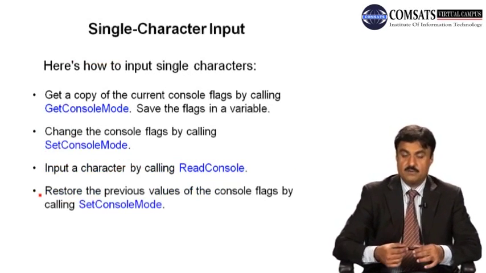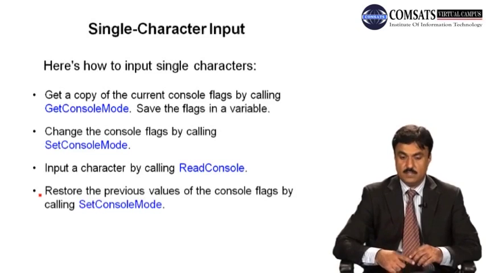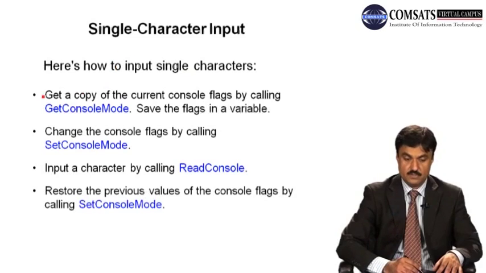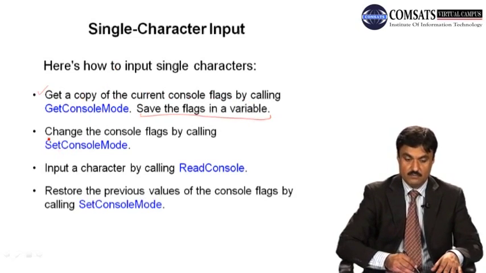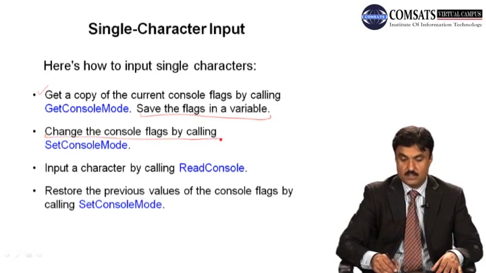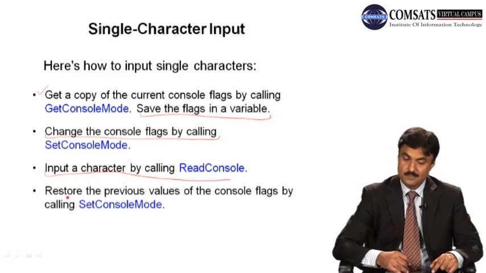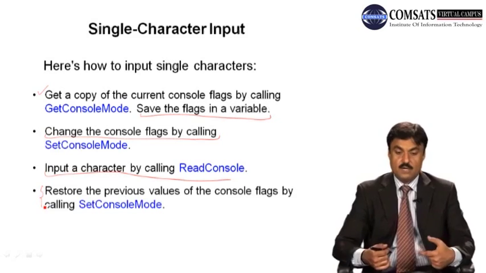Here you can see how to read a single character of input. If we want to read one character only, here is how it works. First, we get a copy of the current console flags by calling GetConsoleMode, and we save the flags inside a variable. Then we change the console flags by calling SetConsoleMode. Then we input a character by calling ReadConsole, and in the end we set the console mode again. So this is another way you can read a single character.